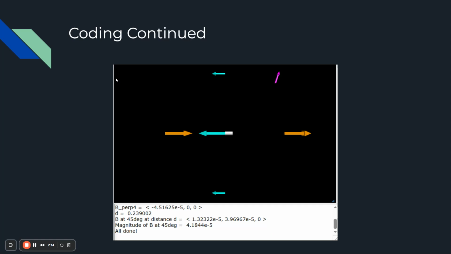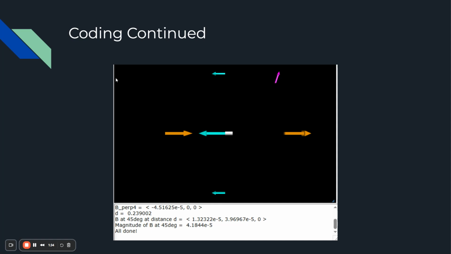As noted here, as you could see, the magnitude of B at 45 degrees was equal to 4.18 times 10 to the negative 5. This simulation produced a vector field at a 45-degree angle and a distance d, where the x component was approximately 1.3 times 10 to the negative 5, and the y component was 3.9 times 10 to the negative 5, and this ended up giving us our magnitude. By taking the magnitude of the vector, we had the theoretical magnetic field strength of about 4.18 times 10 to the negative 5 Teslas.